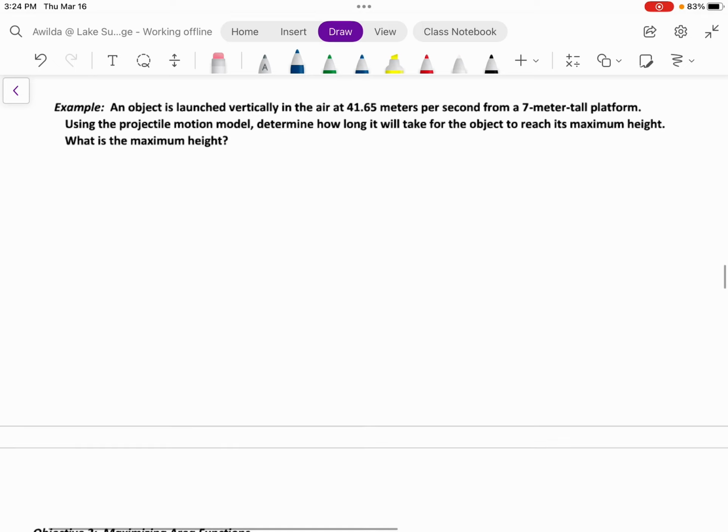So here we know that the initial velocity is 41.65 meters per second. So we will use that as the value of v sub naught in our equation. We also know that the initial height is 7 feet because that is the height of the launching pad.